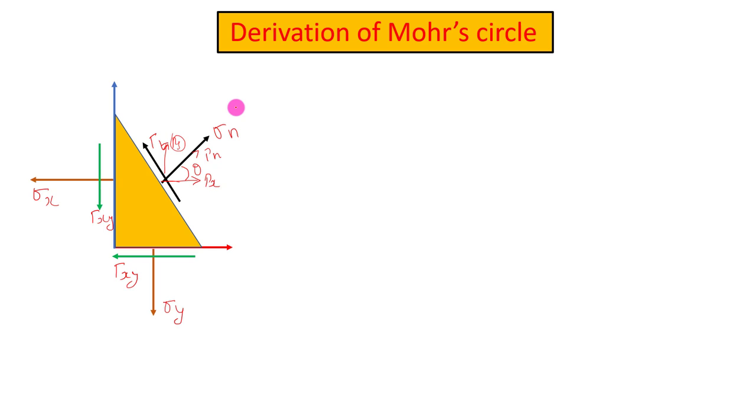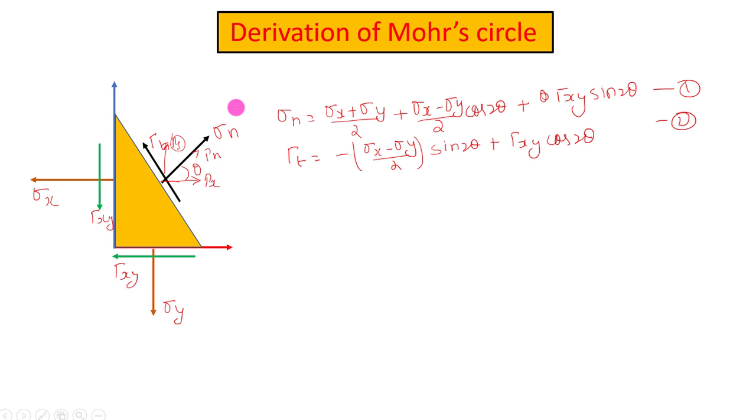So I had already made a video on this. You can go through the link that I am going to put in the description to know how we can come up with the formula that I am going to write. So this is the formula for normal stress that will be acting in this direction, and tau t that will be acting in this direction.